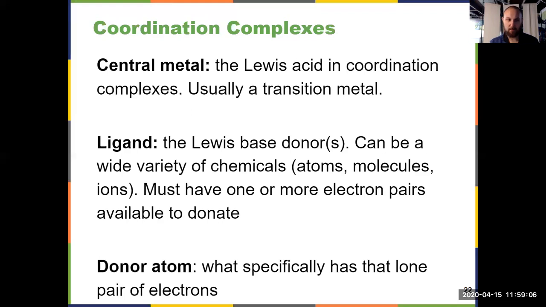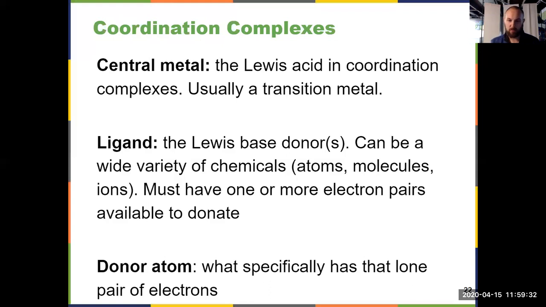And Lewis bases can be a variety of things. They could be an atom, it could be an entire molecule, could be an ion. It just has to have at least one lone pair of electrons that it can donate to the metal, right? Because by definition, a Lewis base has to have at least one lone pair. Okay? When we take the center metal and the ligands together, those add up to make a coordination compound.